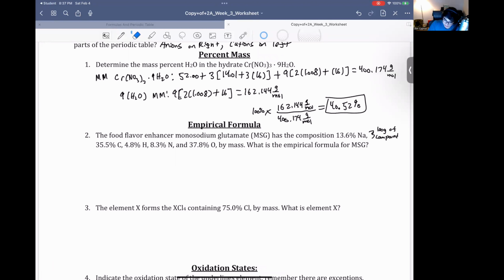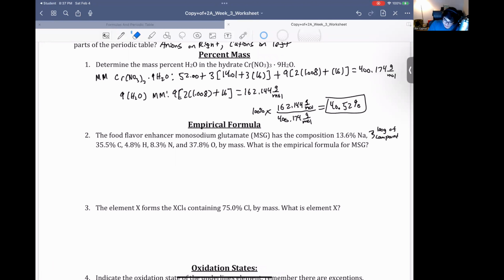So for sodium, out of 100 grams, we have 13.6 grams. Sodium is about 23, it's 22.99 grams of sodium for 1 mole. I'm using the molar mass here. We end up getting 0.59. I'm just going to leave 3 decimal places. It should be sufficient for when we divide everything at the end. And moles of sodium.